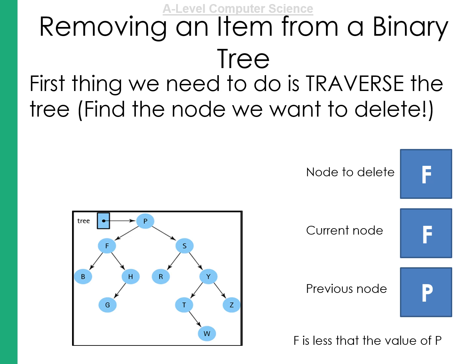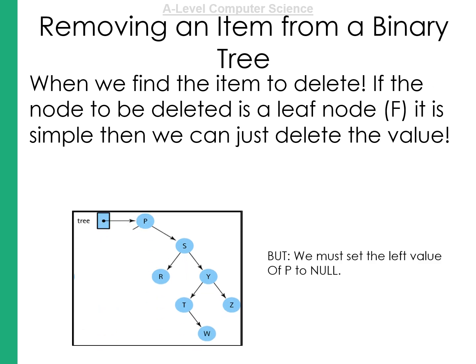We then start to think about whether the value we're trying to delete, F, is greater or larger than P. Now we know F is less than P, so we're going to go to the left of the tree. So we put our current node to F. Our algorithm will know that we found the node to delete. So our current node should say F, but the previous node is P. So when the item we find is actually a leaf node, we can just delete the value. It's fairly simple. But we must set the left value of P to null.